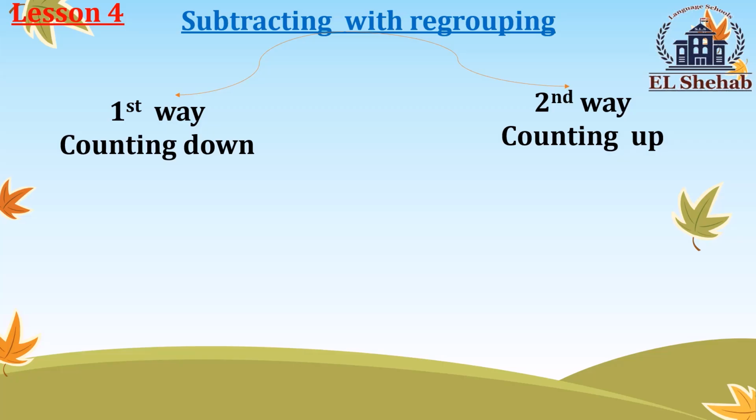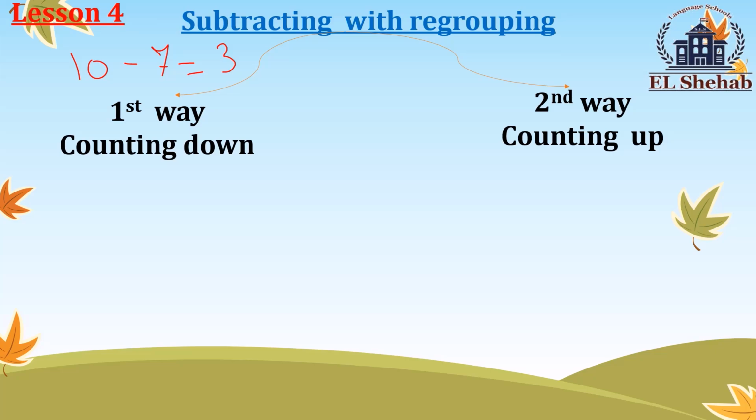A simple example, counting down is like 10 minus 7. What I will do in counting down is that I will go back with numbers. What's before 10? 9, 8, 7. So I count down 3 numbers. So the answer is 3.